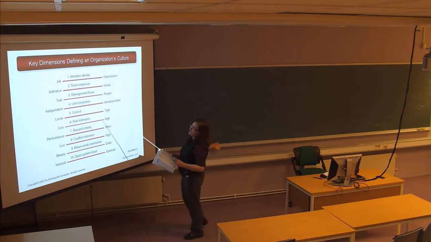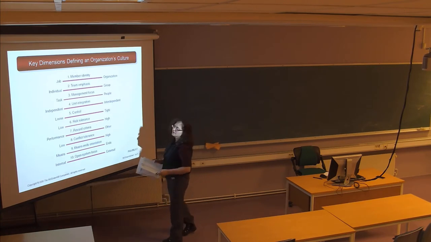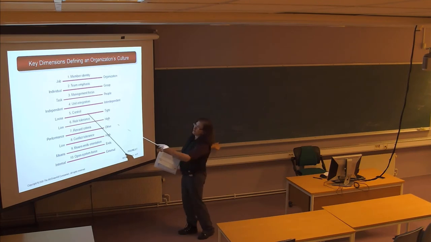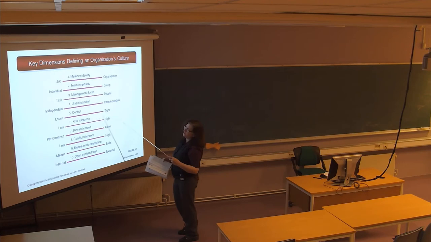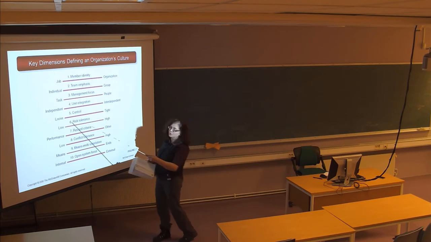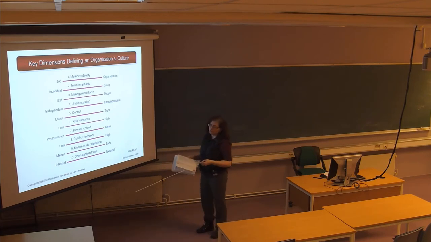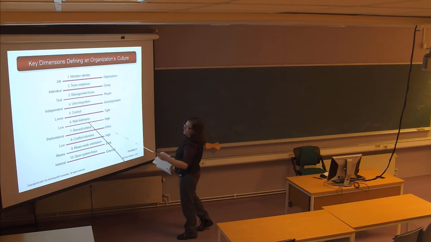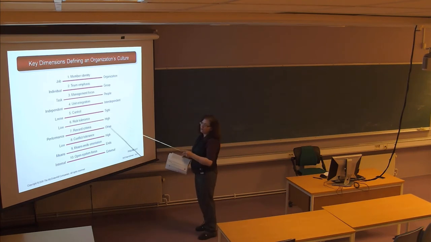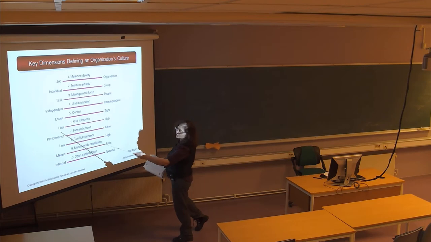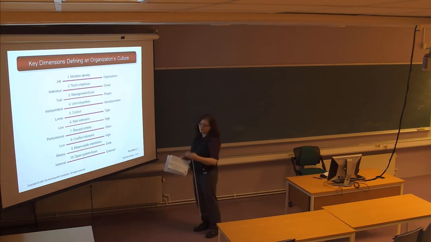Unit integration: whether it's more important for the unit to operate interdependently with the whole organization, with other units, or independently. Control has to do with whether there's tight management control or more loose management control, where you can decide how you work and what you do. Risk tolerance: does the organization accept high risk or are they against risk, so you can only do things that are well-defined and expected?